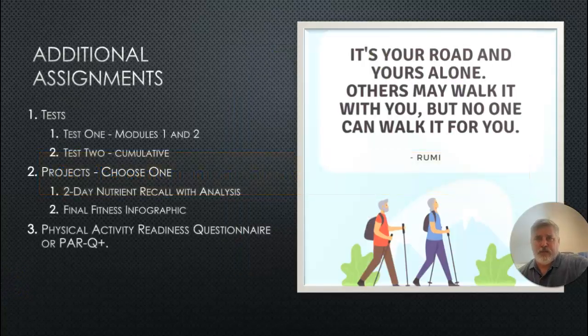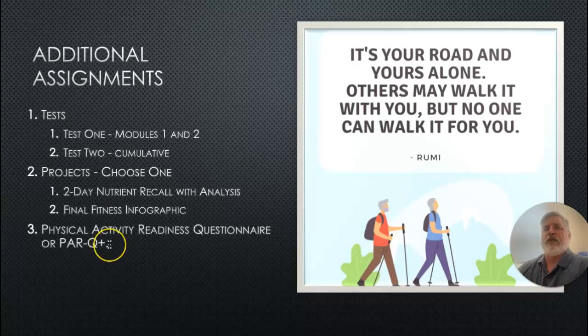For aerobic based, you'll have a gradual increase in the amount of work that's required. In addition, you'll have 2 tests. The first one is on modules 1 and 2. The second one is on modules 3 and 4, but there are some questions on modules 1 and 2, which is why it's cumulative. For projects, you get to choose one. You don't have to do both. If you want to do both, you can do one for extra credit. You can do a 2-day nutrient recall with analysis, or you can choose to do a final fitness infographic. I have detailed information along with examples of both of those assignments.